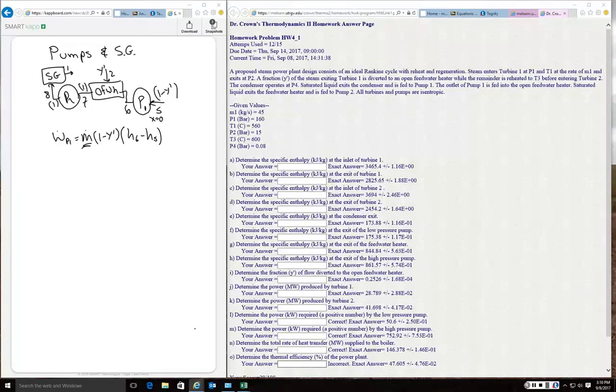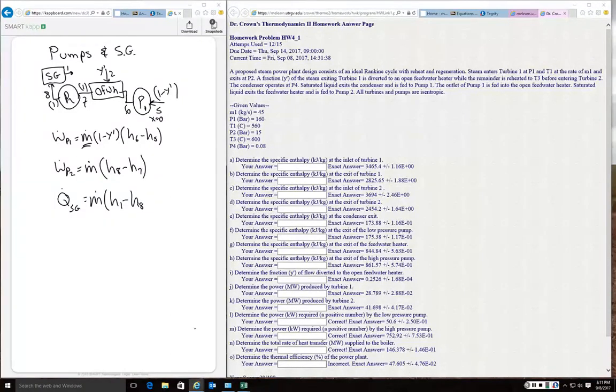And then for pump 2, same equation, except this time I have the total mass flow. So according to the first law, this is negative work, but I want a positive value. And H8 minus H7. And then finally, the steam generator. So I've got heat transfer for the steam generator. It's going to be, again, the total mass flow times H1 minus H8.